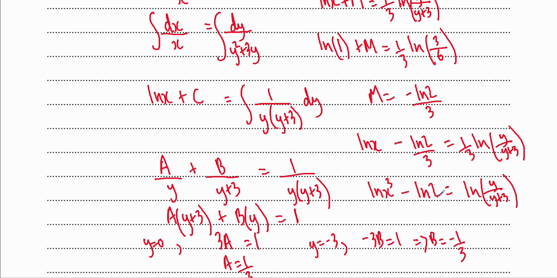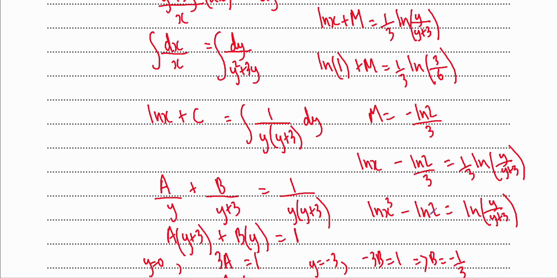Okay, let's see, we want to find y on its own. So now ln x cubed minus ln 2, that's again ln a minus ln b. So you can just, let's do it on this side. So that's ln of x cubed over 2 is equal to the natural log of y over y plus 3. Okay, we're very close to getting y on its own. Now, this is natural log on both sides, so we can just get rid of that. So we have x cubed over 2 is equal to y over y plus 3.